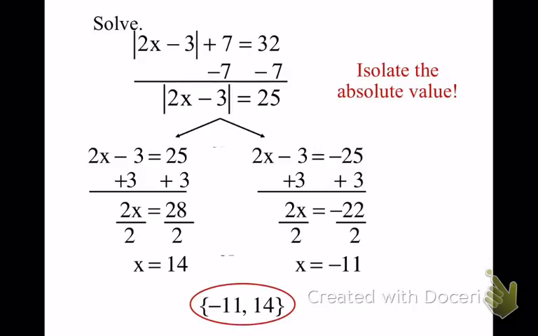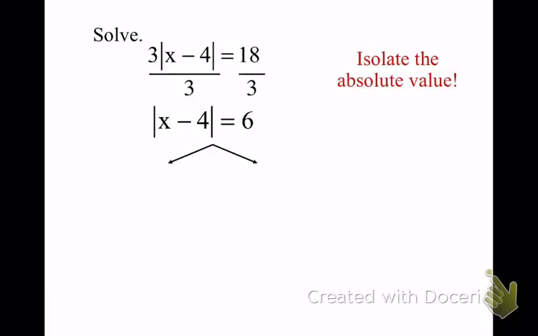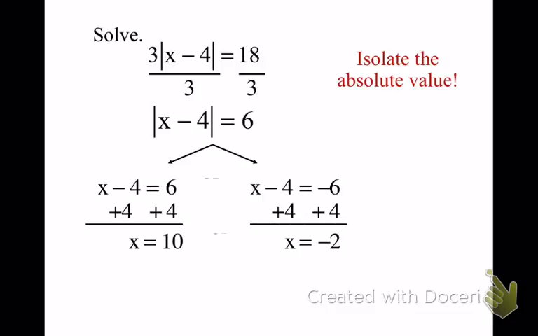Okay, let's try the next one. What do you think we do to isolate our absolute value? Anthony? Divide by 3. We're dividing by 3, and then we branch it and set it equal to the negative. You guys finish it up. Pause the recording. Let's check our work. You should have had 2 equations, and the 2 solutions were negative 2 and 10.